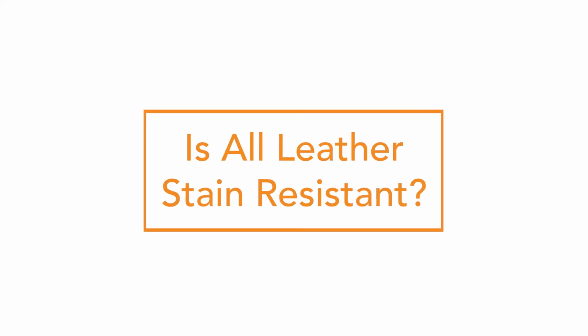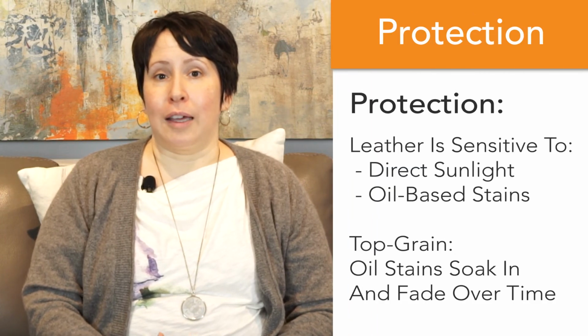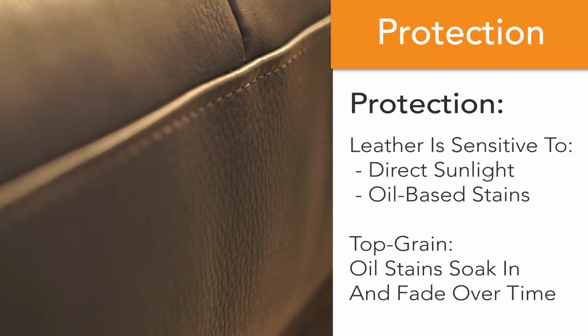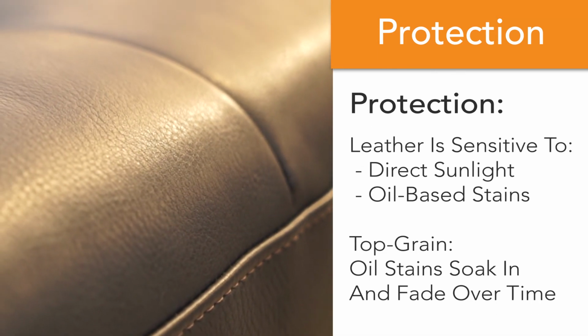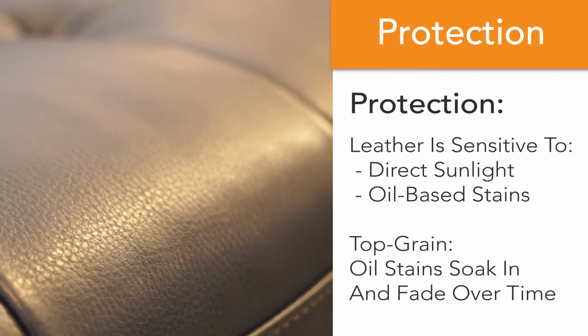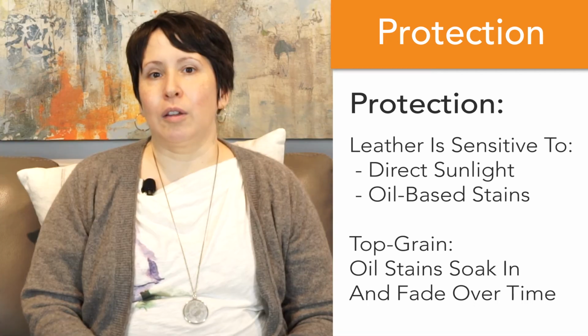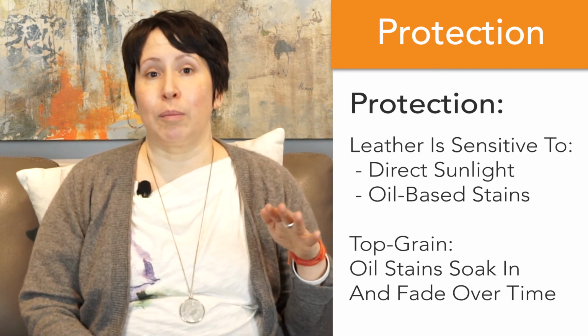Some leathers are not as protected as others. The things that leather as a hide is most sensitive to are lots of natural sunlight. It also is very sensitive to oil stains. The good news about a top grain leather upholstered sofa is that a lot of those oil stains will just soak into the leather over a month or two.